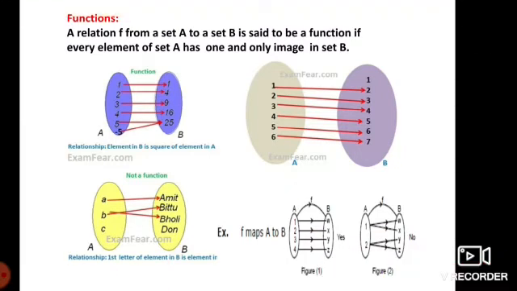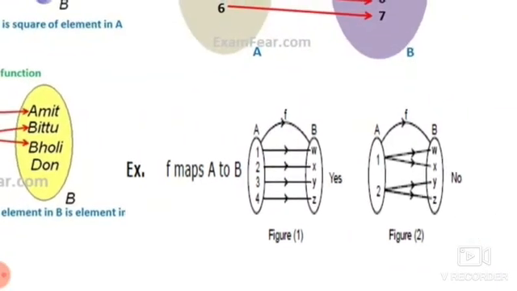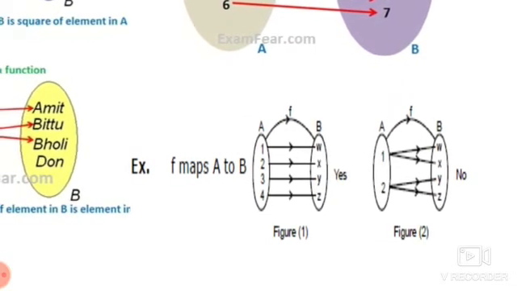Now, see here another example. Figure 1, figure 2 is given now. F from A to B. Is it a function? The first set has 1, 2, 3, 4. The second set has W, X, Y, Z. You have to check whether it is a function. See whether all the elements of A have an image there. Yes, only one image. Now see the second one.